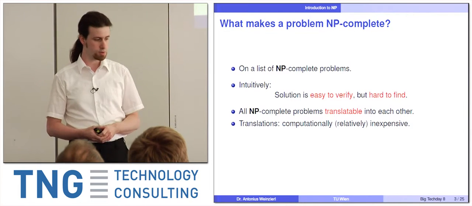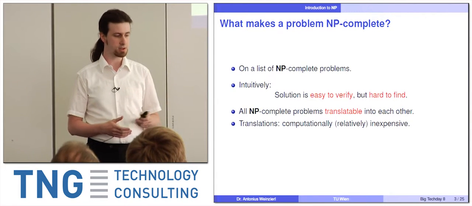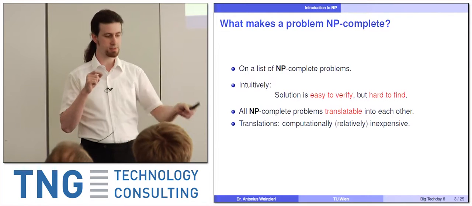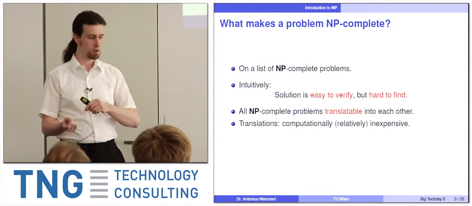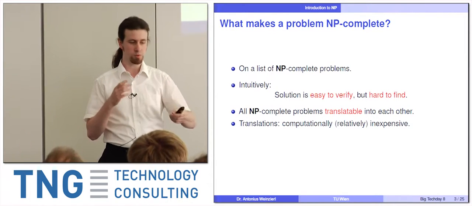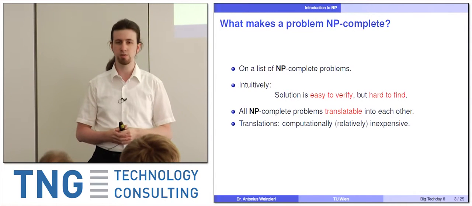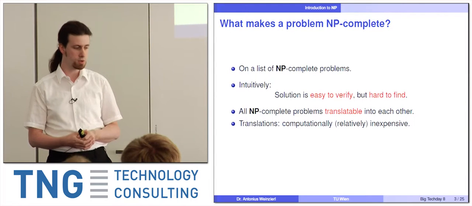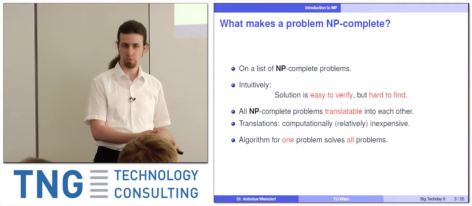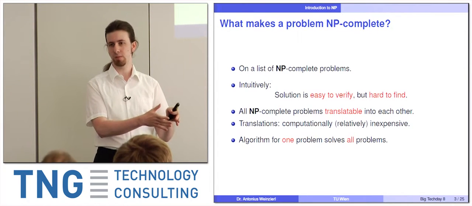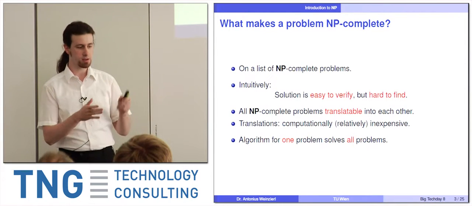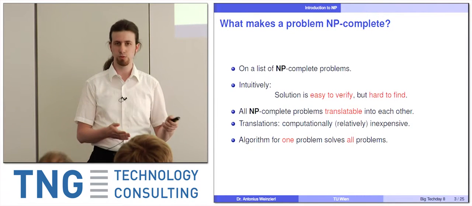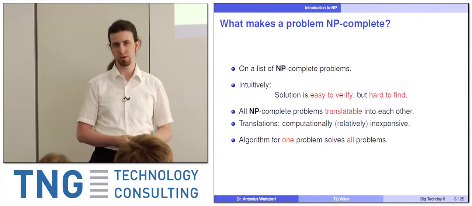So further properties which are very interesting is that all NP-complete problems are translatable into each other, with relatively inexpensive computational time required to do so. So if we have an algorithm for one NP-complete problem, then we can use this algorithm to solve all NP-complete problems.